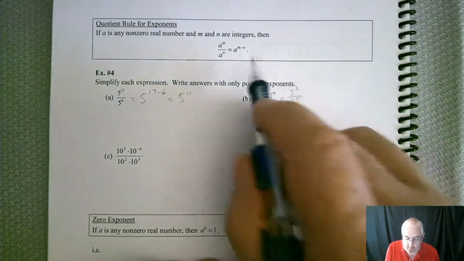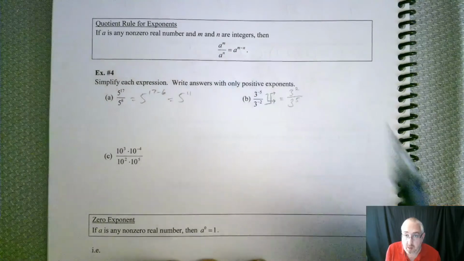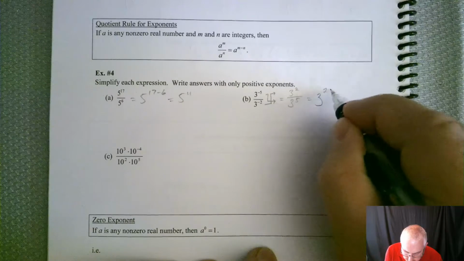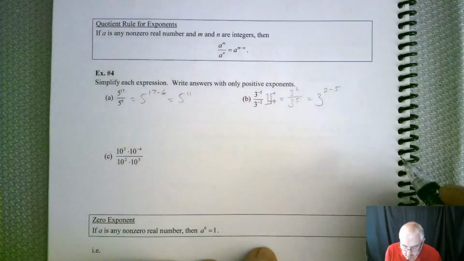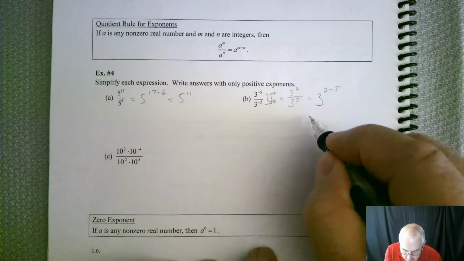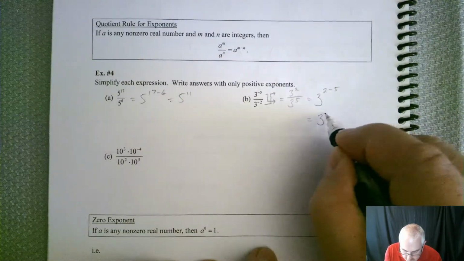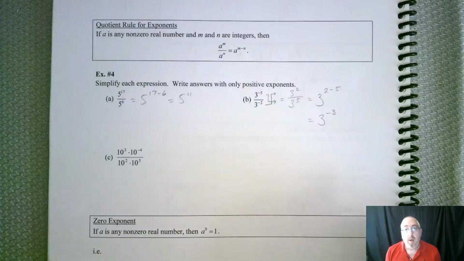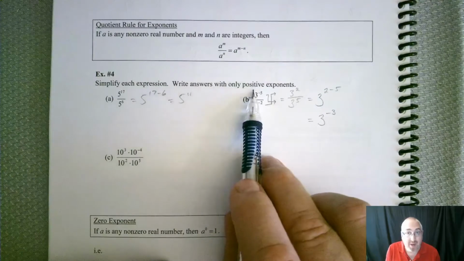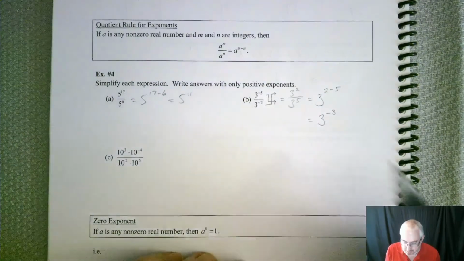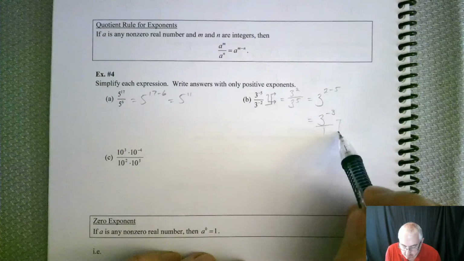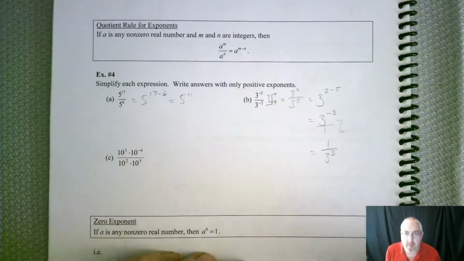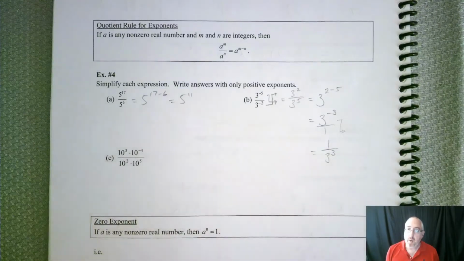But now we do have to apply our new rule. So we want to subtract those exponents. So this is going to be equal to 3 to the 2 minus 5, which is equal to 3 to the negative 3. 2 minus 5 is negative 3. But because the question wants only answers with positive exponents, we got to go one more step. So again, think of this as being in the top, so we got to go down to the bottom. And so this is going to become 1 over 3 to the third power. So that's one way you could have done it.